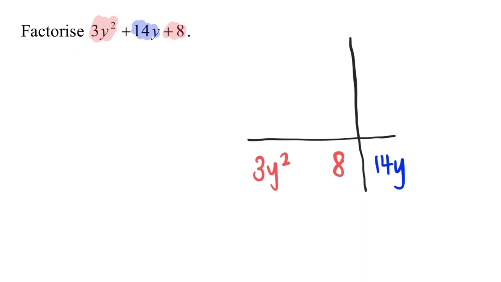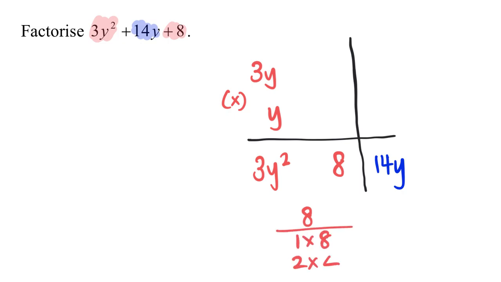And for the red color factors, 3y squared, we only have 3y times y. That is the only factors for 3y squared. But for 8, I can have 1 times 8, 2 times 4. And now is how I place the factors such that when I multiply them to the other side, they give me 14. So this requires some thinking.